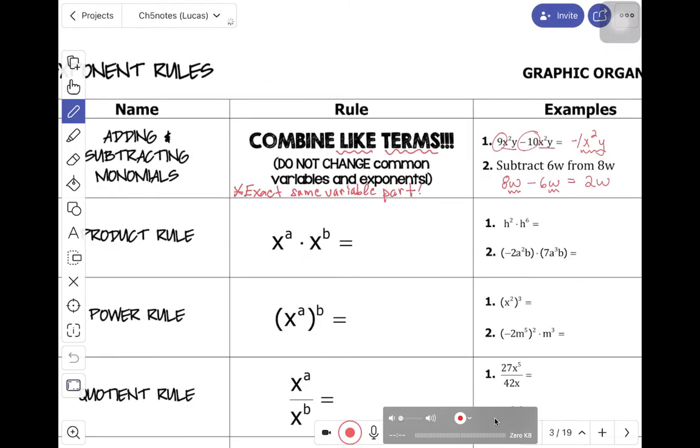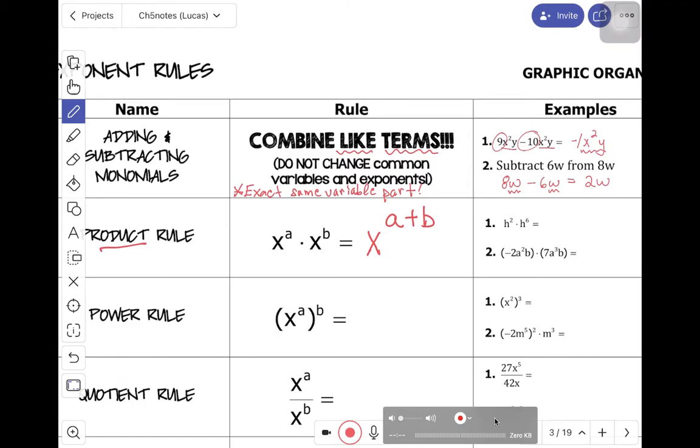And that's what this first property is kind of getting at. If you have x raised to the power of a times x raised to the power of b, well, that's just the same thing as x raised to the a plus b power. So we're allowed to add the exponents when you have a product of like bases.